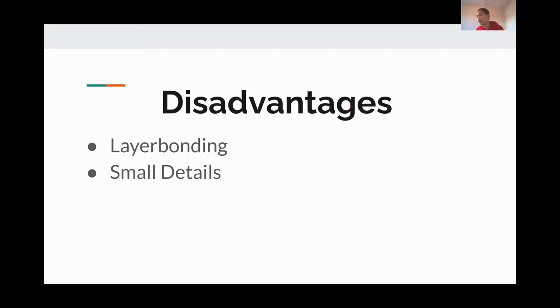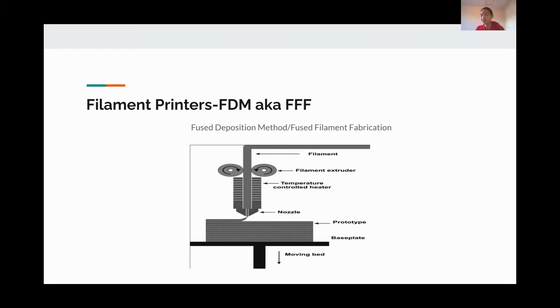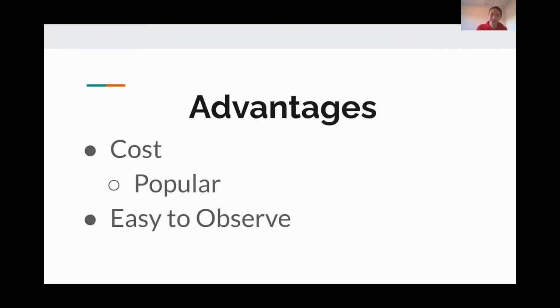So does anybody have any questions about filament printers and how they work? So the fused deposition and the nozzle thing is sort of like a hot glue gun, right? Yeah, basically it's a hot glue gun. People have basically used a hot glue gun with plastic to try and print, but it's kind of like a hot glue gun, except it does it automatically.